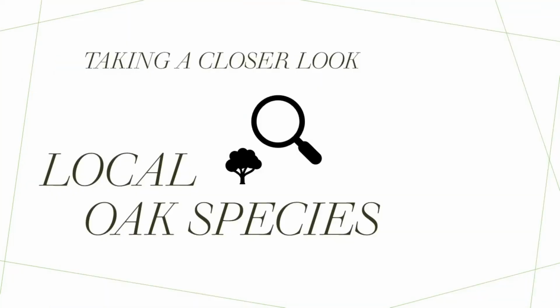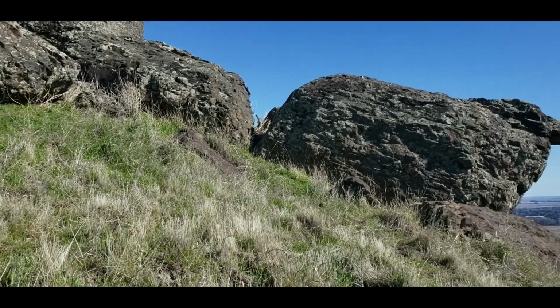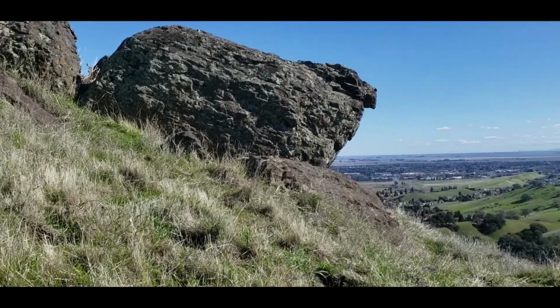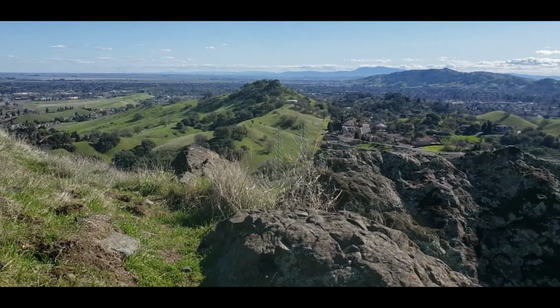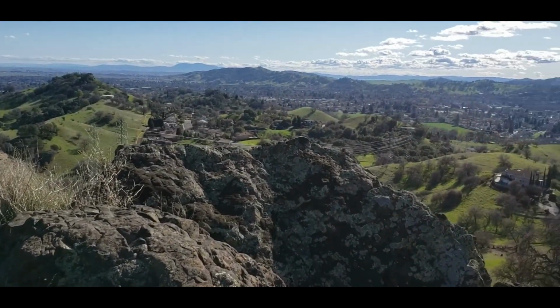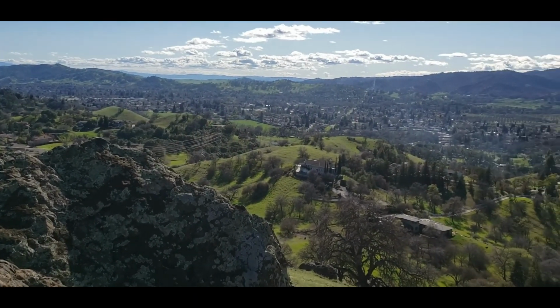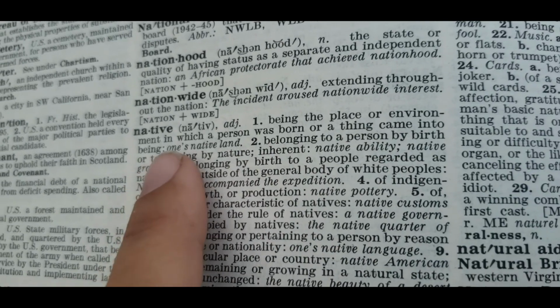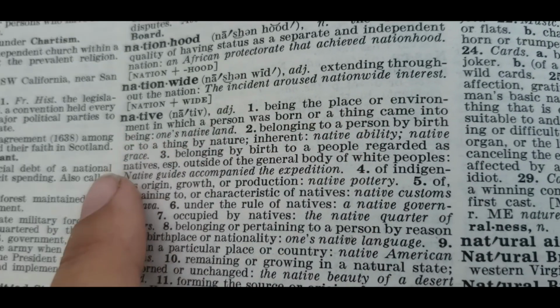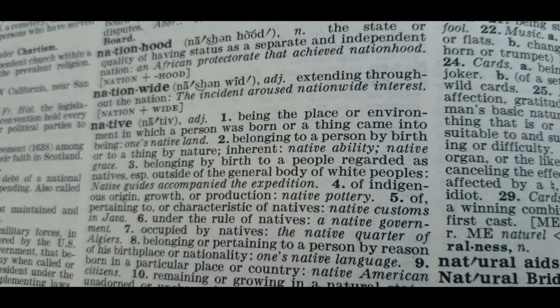Now I'm going to focus on 3 specific native oak trees you might encounter if you go on a hike in one of the local state or regional parks. Do you remember what native means? It means originally from somewhere. All species are native to somewhere. For example, the cork oak is native to Europe, but it is not a California native.